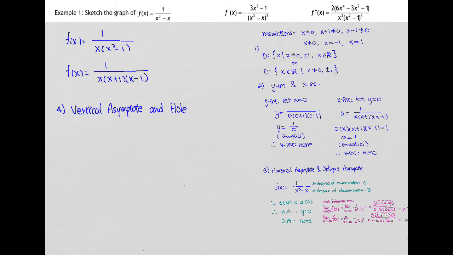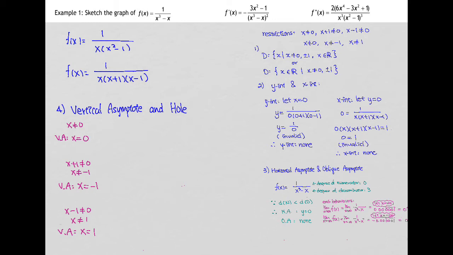Now let's find our vertical asymptote. Vertical asymptotes are all the restrictions that stay in the denominator. So the first one is x cannot be 0. So therefore, we write on vertical asymptote x equals 0. The second one is x plus 1 cannot be 0. That means x cannot be negative 1. Therefore, the vertical asymptote will be x equals negative 1. The next one is x minus 1 cannot be 0. That means x cannot be 1. That means the vertical asymptote will be at x equals 1.